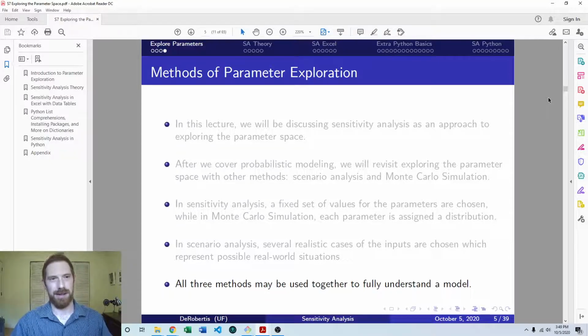So next time we're going to come back and get into the theory of sensitivity analysis and what it looks like to carry that out.